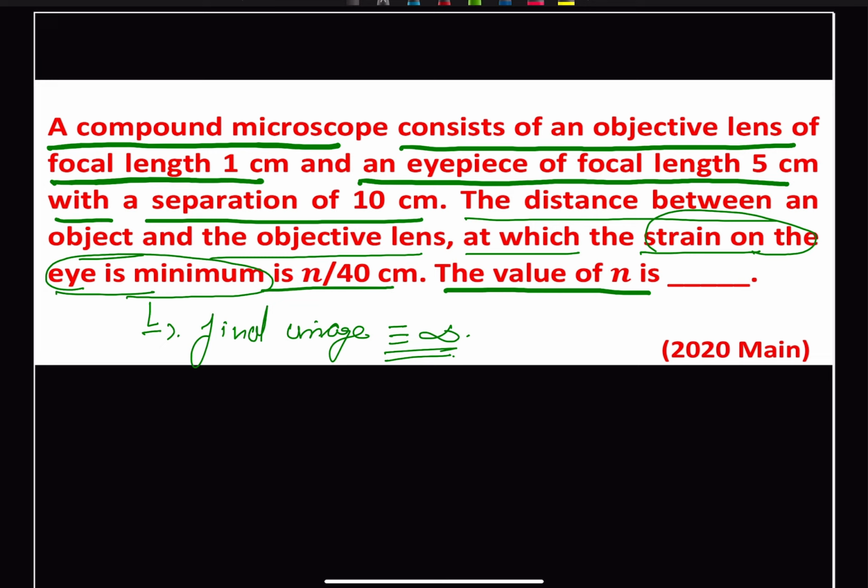And we can just write the things which are given to us. We are given the focal length of the objective lens, that is our f0, which is 1 centimeter, and the eyepiece focal length, that is fe, is 5 centimeter. The separation between the two is given as 10 centimeter. That is our L, or in some cases it is also written as capital D, given as 10 centimeters.